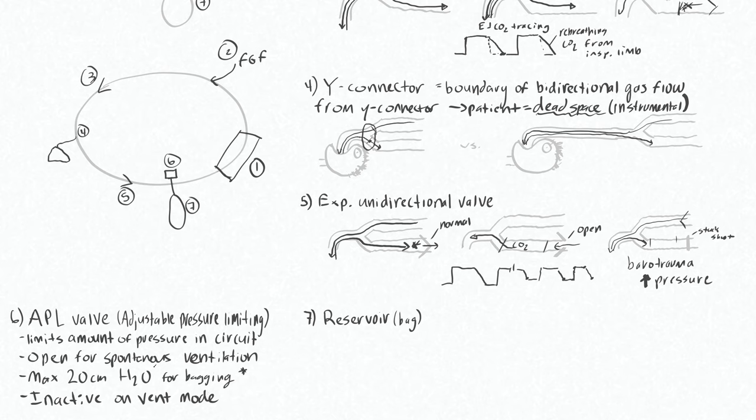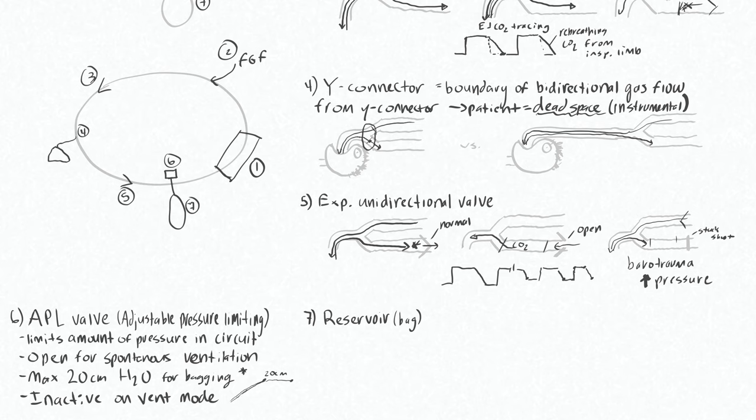Just keep this in mind though, when you switch the patient back to some type of spontaneous ventilation mode after they've been on the ventilator, sometimes you can forget what your last APL valve setting was. And then you'll switch them over and you'll see the pressure starting to climb up in the circuit because your APL valve is still set to something high. So let's say you last had it on 20 centimeters of water for bagging. The pressure in your circuit and the patient's lungs will eventually climb up to 20 centimeters of water, and then it will just be held there until you change your APL setting.